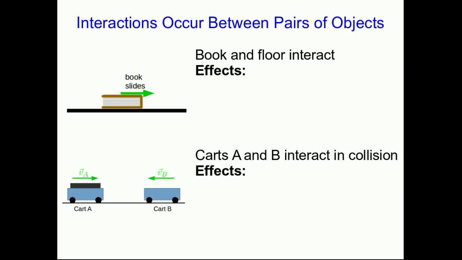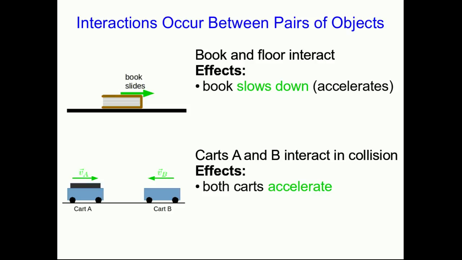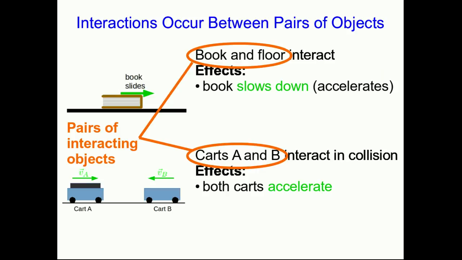When a book slides across the floor, using our definition that we already have, we know that the book and the floor are interacting because the book slows down, which is a kind of acceleration. Similarly, when carts A and B interact in a collision, both carts accelerate, and so we know that the interaction exists between these two carts. But the thing I want to point out, which is really crucial and can't be emphasized enough, is that every interaction we talk about is between a pair of objects. The book and floor interact, carts A and B interact.